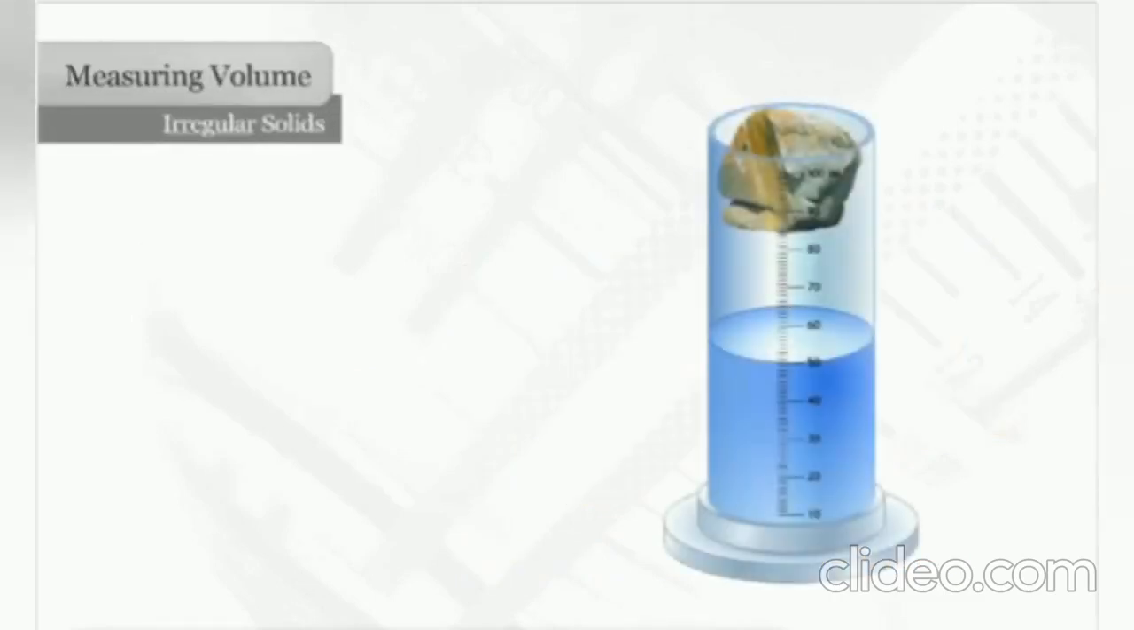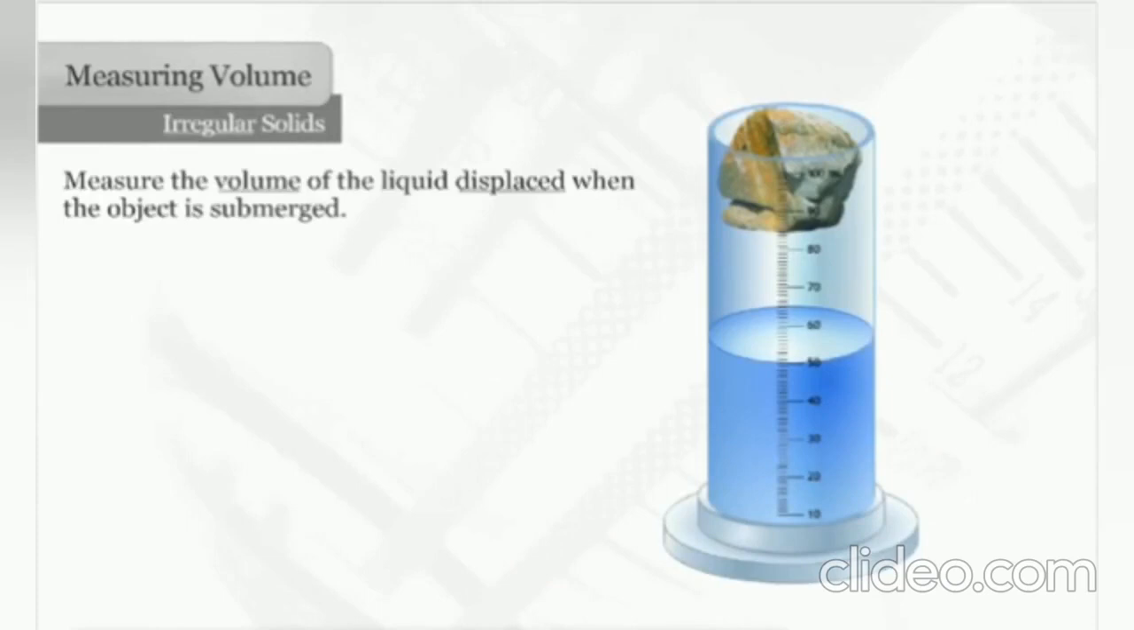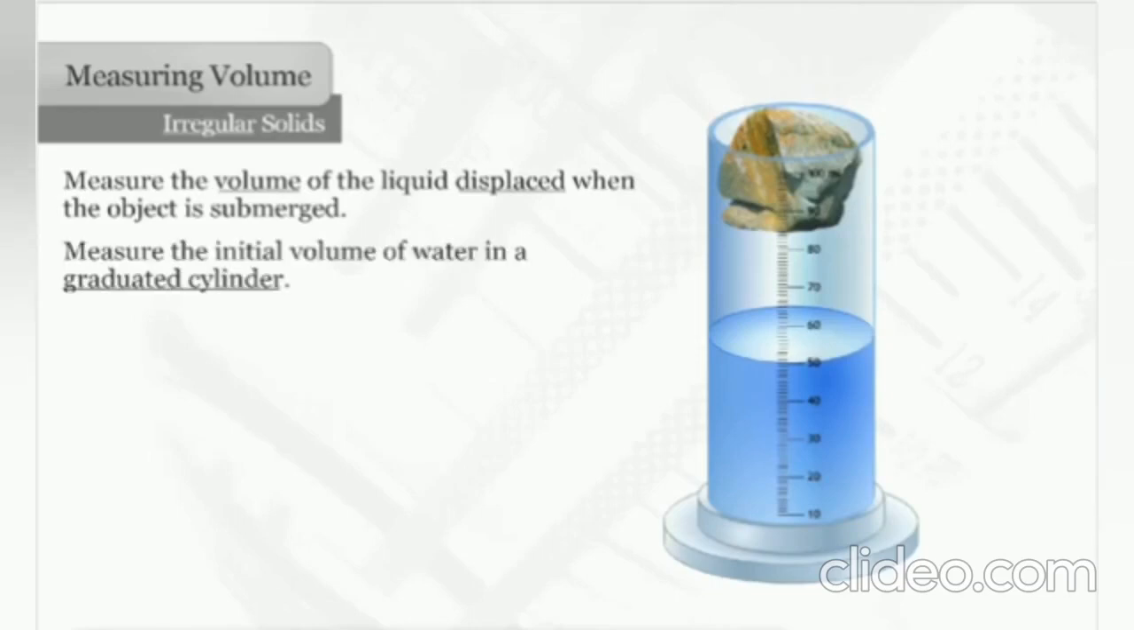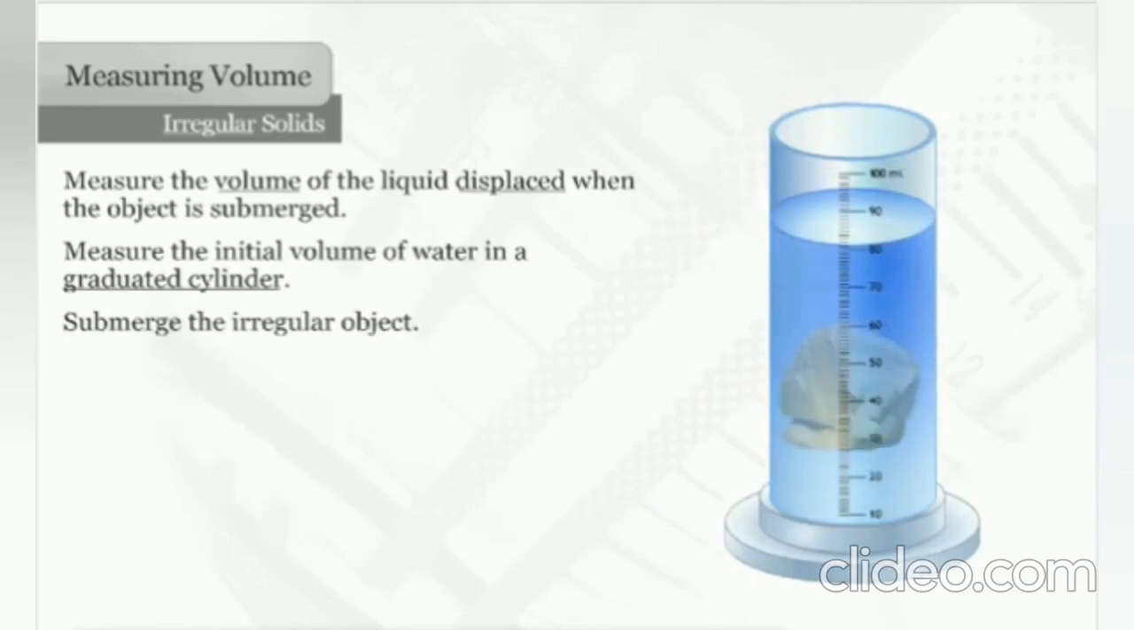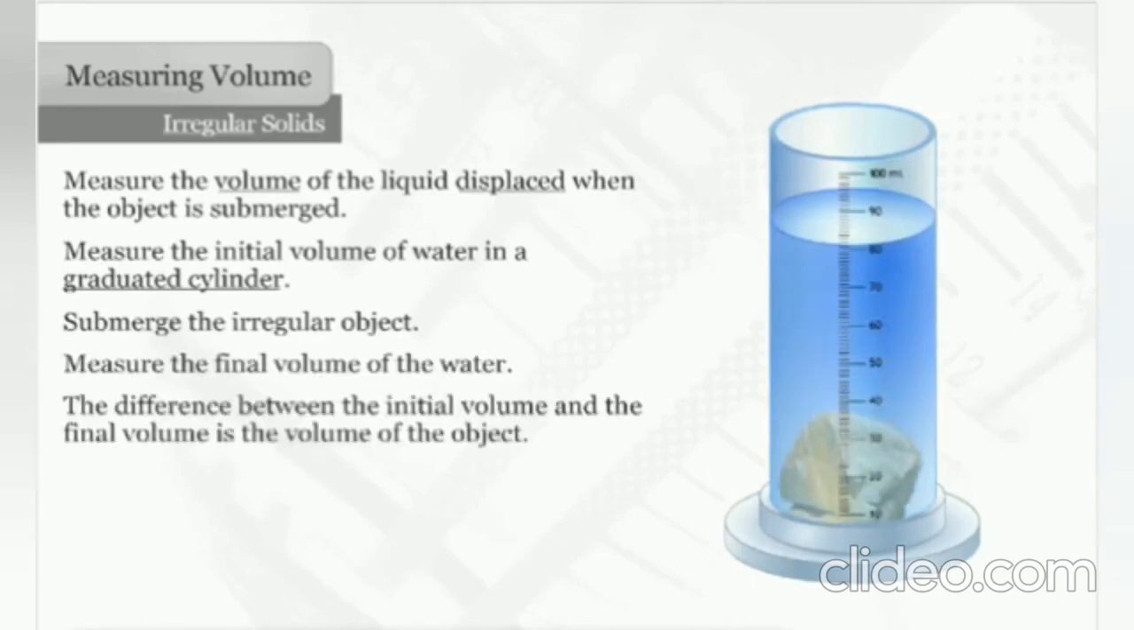To measure the volume of an irregularly shaped object, such as a rock, measure the volume of the liquid displaced when the object is submerged. To do this, measure the initial volume of water in a graduated cylinder. Submerge the irregular object and measure the final volume of the water. The difference between the initial volume and the final volume is the volume of the object.